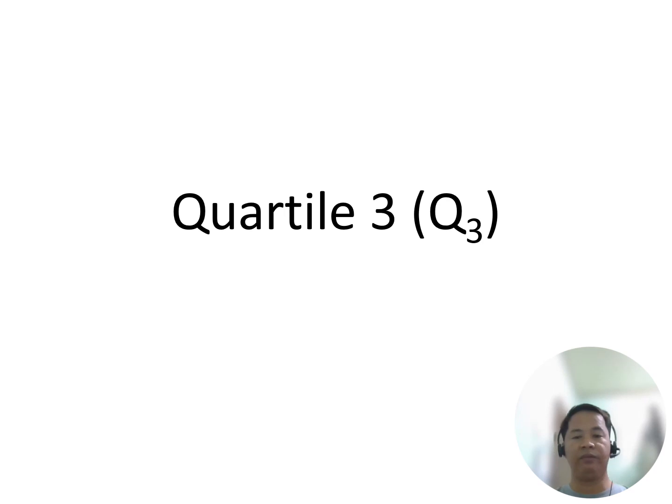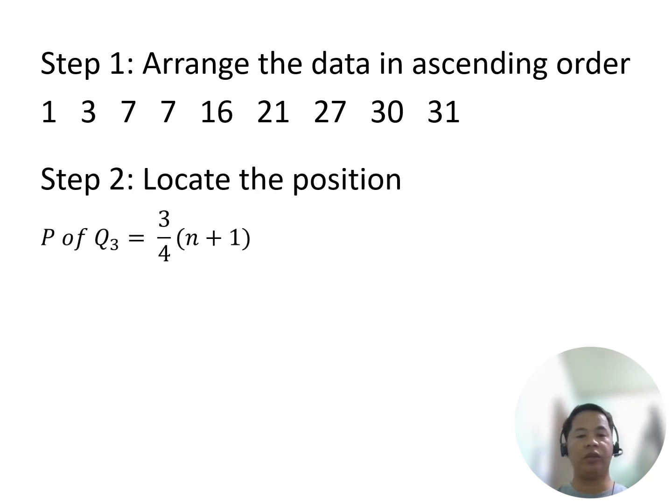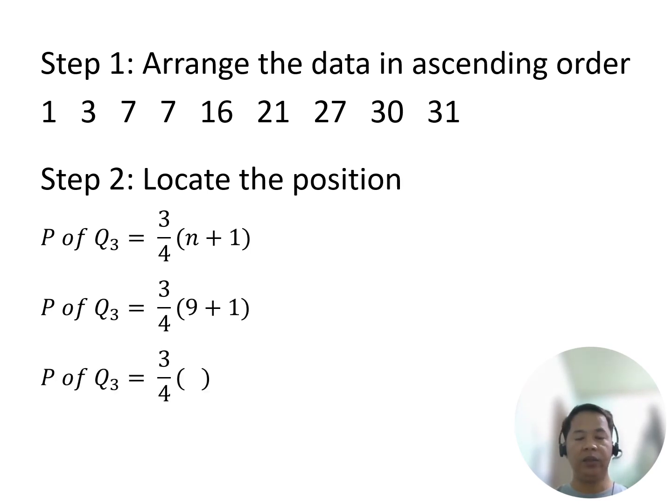Let's proceed now in finding the value of the third quartile. Again, we already arranged the data a while ago. So we have to secure the position of the third quartile. So to find the position of the third quartile, we're going to use the formula 3/4 multiplied by the quantity n plus 1. Substituting the value of n, which is the total data in the data distribution, we have 9. And simplifying 9 plus 1, that will give us 10. And 3/4 of 10 is simply 7.5.